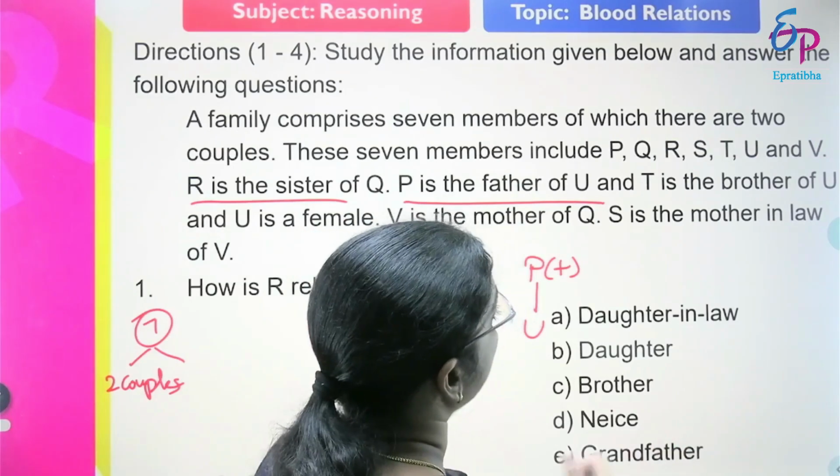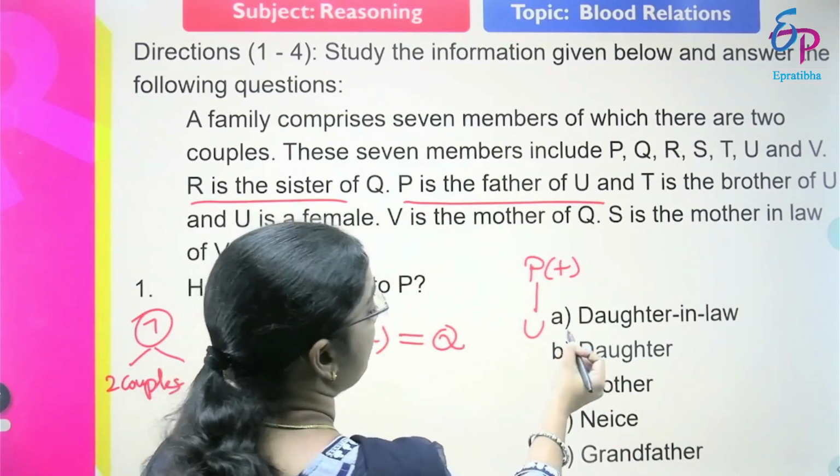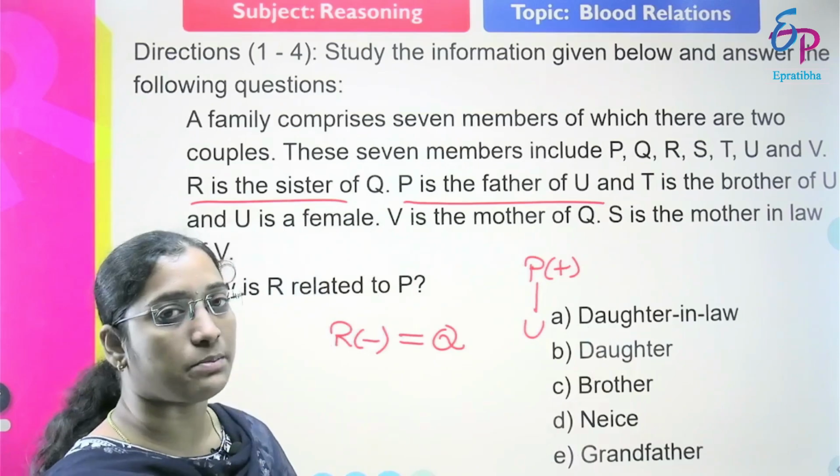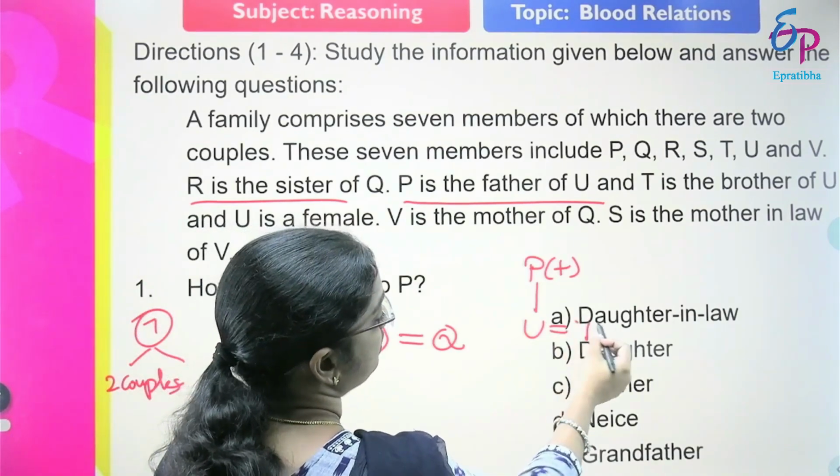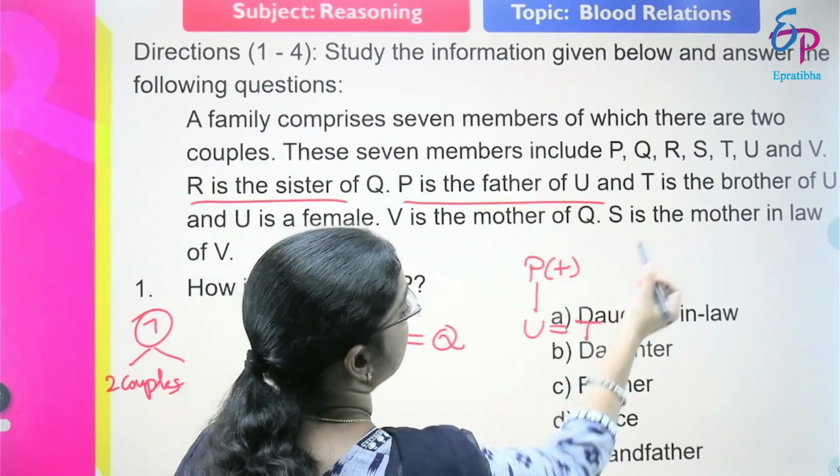And next, T is the brother of U, friends. T is the brother of U. Brother means a sibling relation, right? For siblings the indication is the equal symbol, right? So T, and T is a brother, friends.